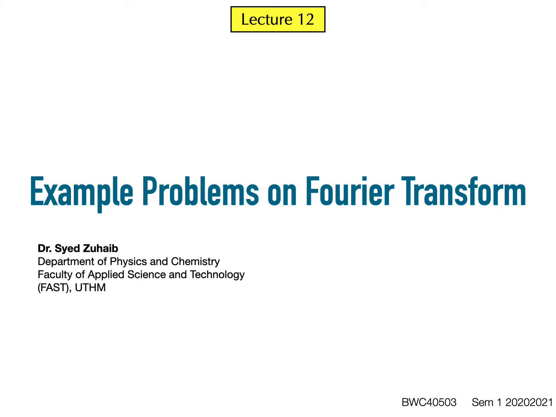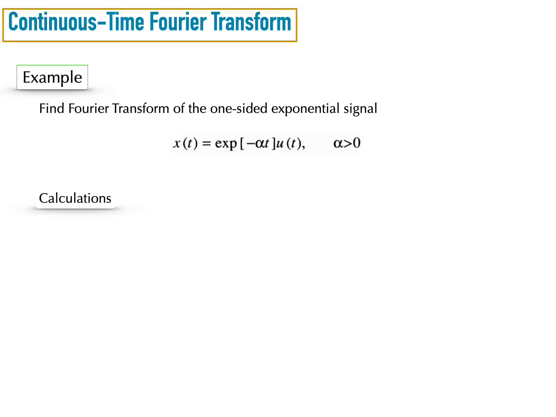Assalamu alaikum students. We are going to perform some example problems on Fourier transform, continuous time Fourier transform. In this example, we have to find out the Fourier transform of a one-sided exponential signal. The expression is given: x(t) is equal to exponential of minus alpha t times u(t).